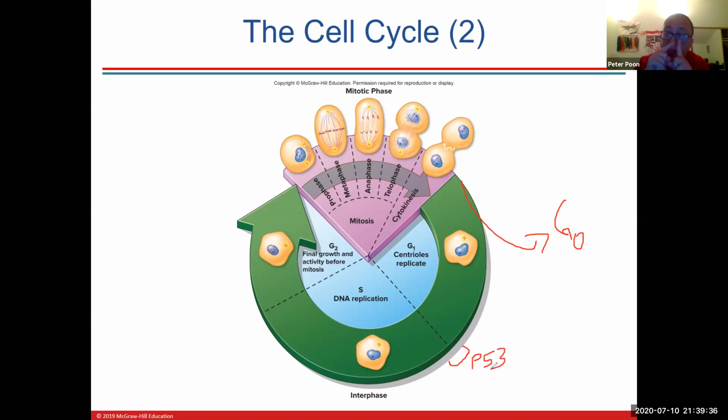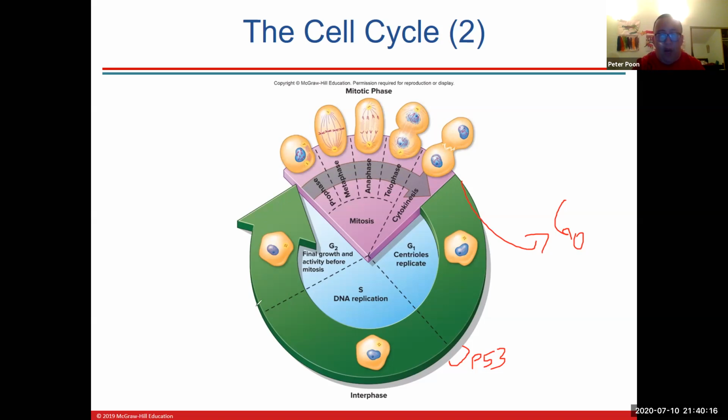If there is damage to the DNA, P53 has two choices. One, if the damage is slight, it makes the cell stop at the checkpoint, repair all the damage, then move forward. If the damage is too extensive, it drives the cell to something called apoptosis, or cellular suicide. There's more on that later, but that's what I want to make sure you guys understand.